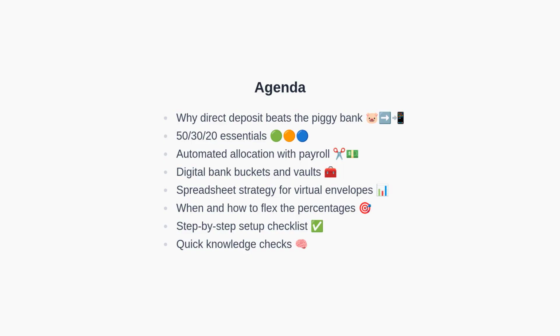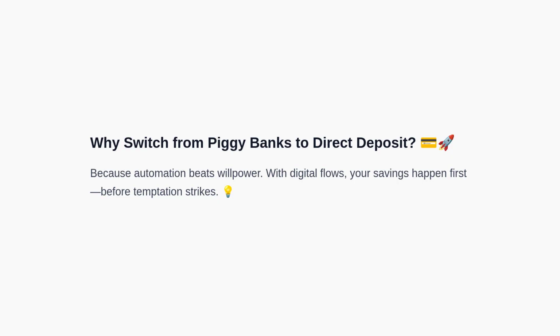Let's move into why switching matters. Direct deposit and automation remove friction and decision fatigue. Rather than manually moving money or stashing cash, the flow is predetermined and automatic. This makes consistent saving easier and more reliable. Additionally, digital tools reduce the risk of errors, missed transfers, and fees from maintaining multiple accounts.